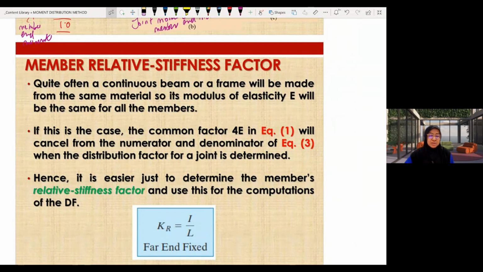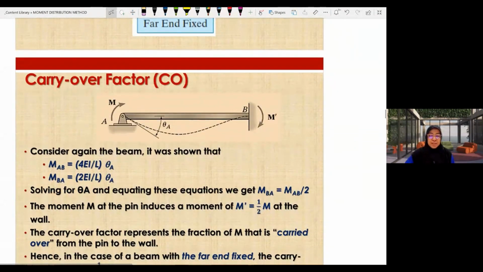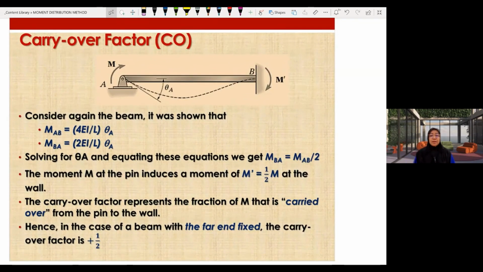Okay, this is member relative stiffness factor, so I skip this one. I want to highlight the carryover factor. For the carryover factor, we do not calculate the factor, but we use the factor in the table. There are two values of carryover factor, and these two values are based on the far end condition. We have two far end conditions I introduced to you previously: far end fixed, far end roller.